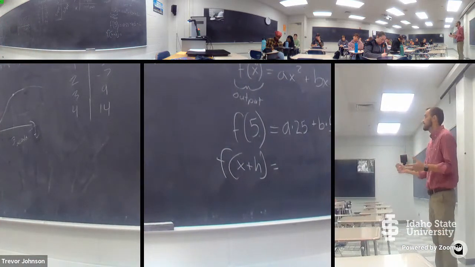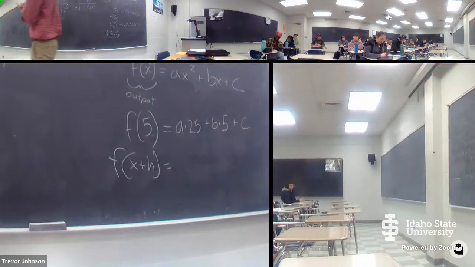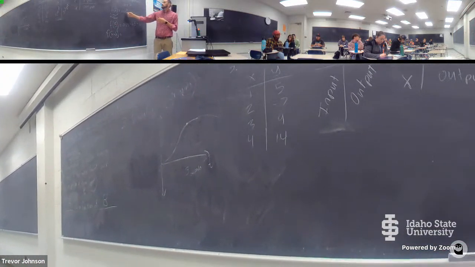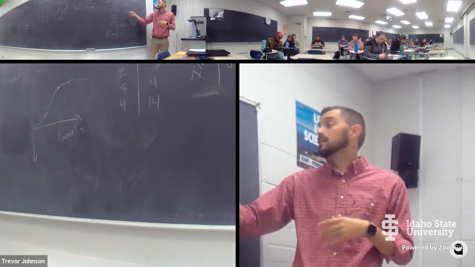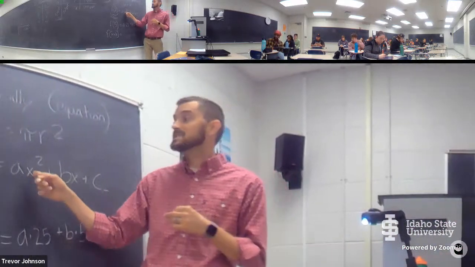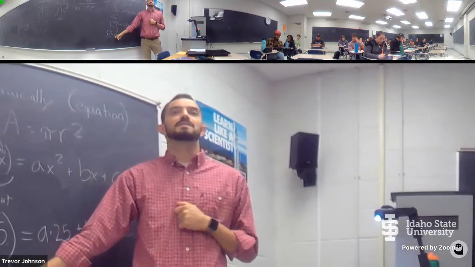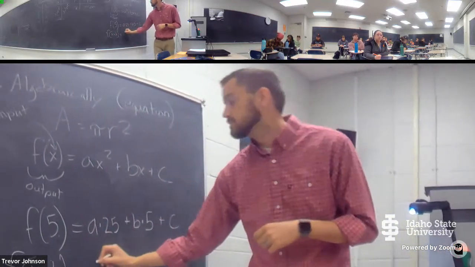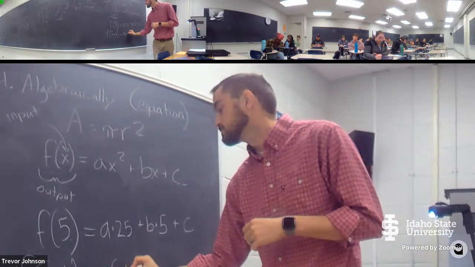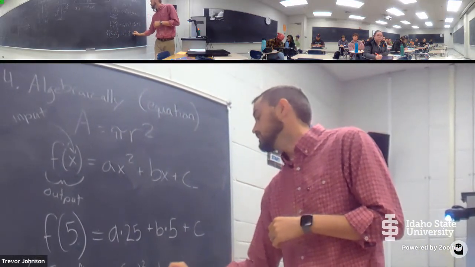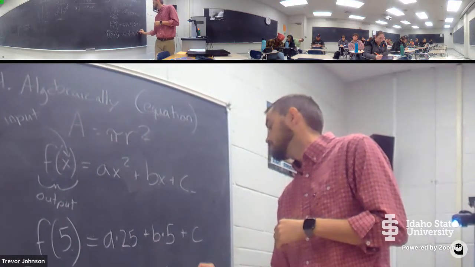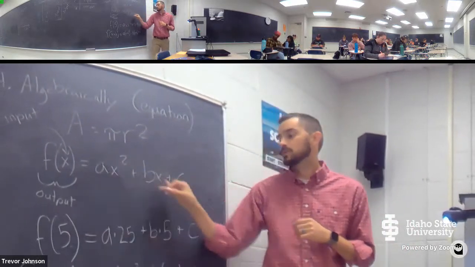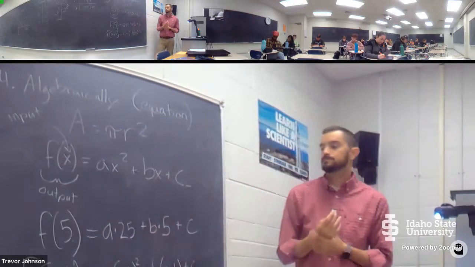What if I put something more complicated into those parentheses? You'd still have to put the x plus h in the parentheses for x plus h plus b. Same idea. Wherever my input was earlier, I'm going to change that input value to whatever's inside that parenthesis. So I'm going to change all of these x's to this expression x plus h. This would look like a times x plus h squared plus b times x plus h plus c. So everywhere I see that x, I see my input, I'm replacing it with what my new input is.